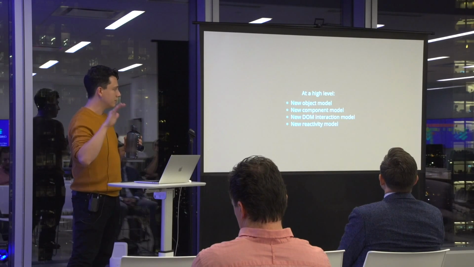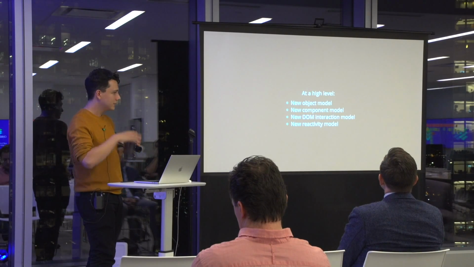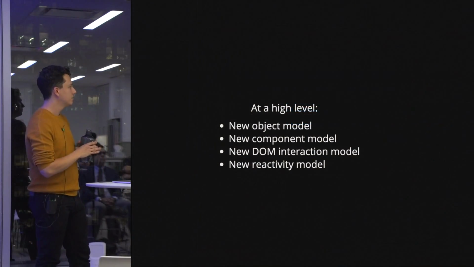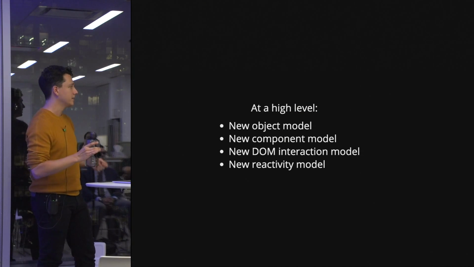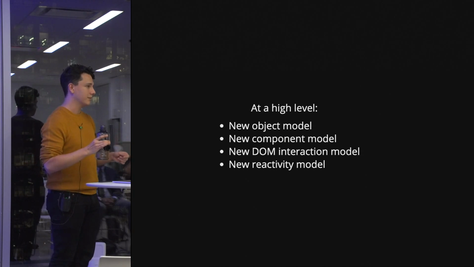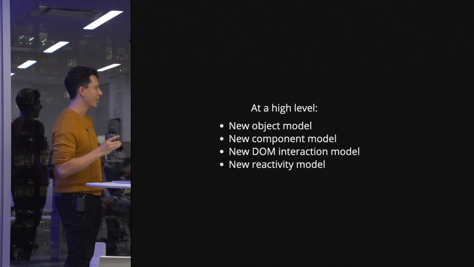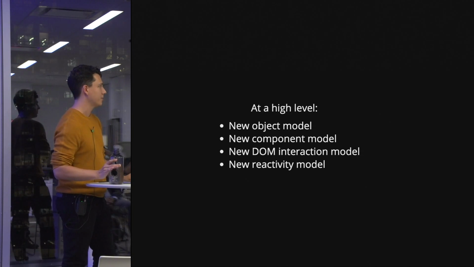So at a high level, this is a new object model, native classes, which completely replace Ember Object and all of its features. A new component model, Glimmer components, which replace classic components that we have written for a very long time now. A new DOM interaction model, which is through modifiers, and the new built-in modifiers. And a new reactivity model, which is what track properties are all about.